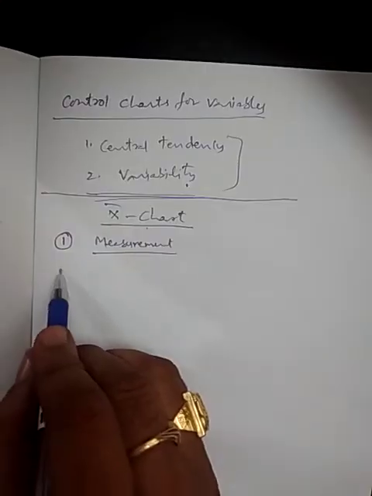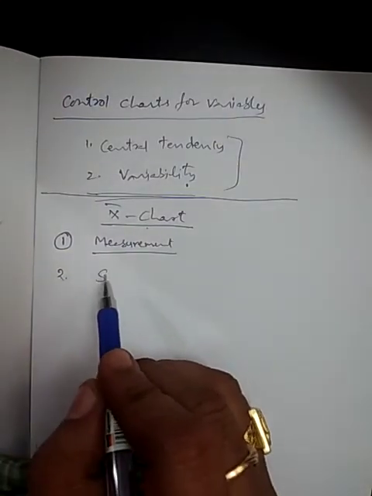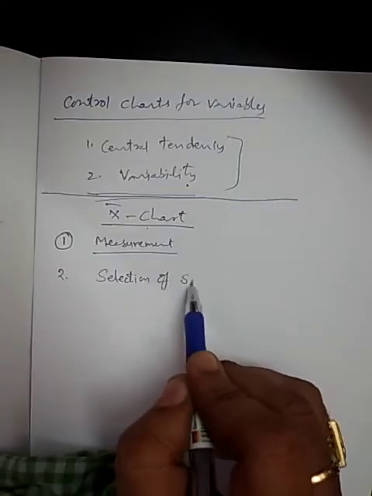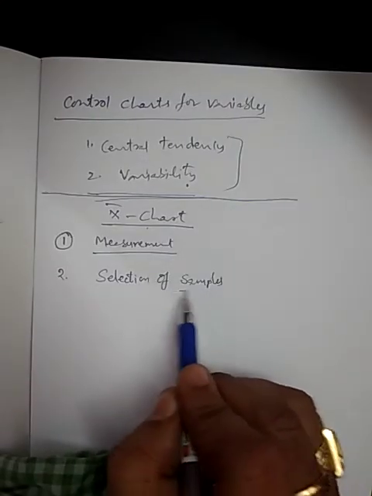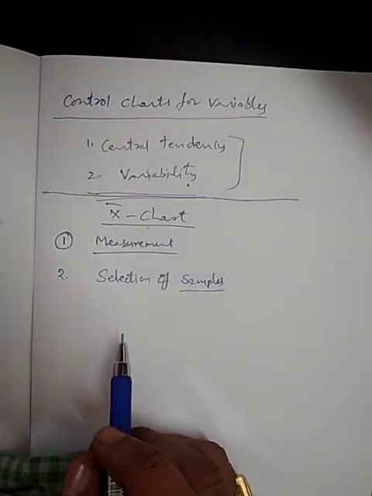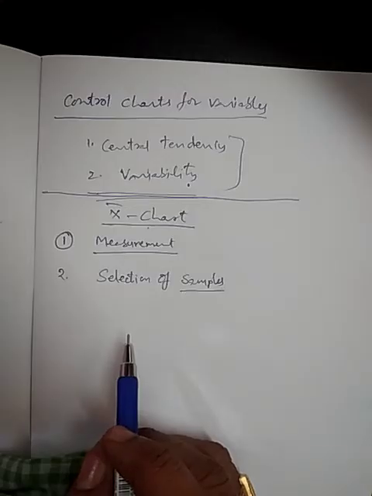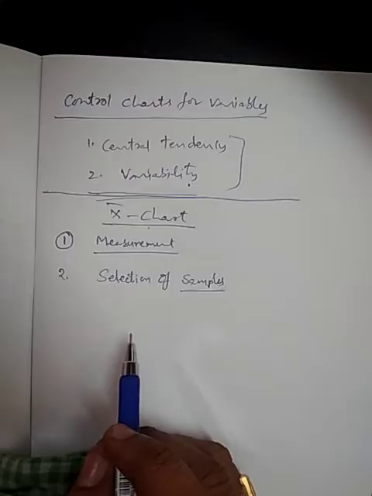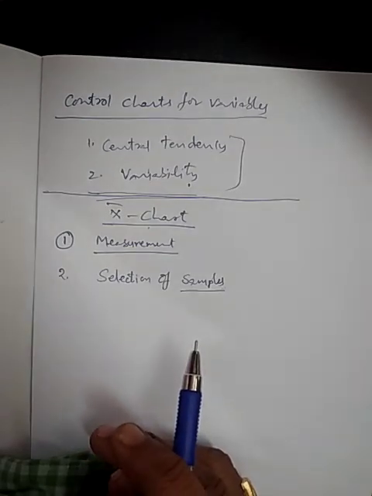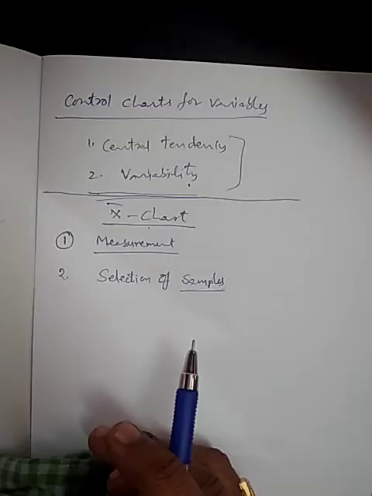Second point, selection of samples, which are also noted as subgroups. How do you select a sample? In order to make the control chart analysis effective, it is very essential to concentrate on considering rational subgroups, that is, rational selection of samples or subgroups.